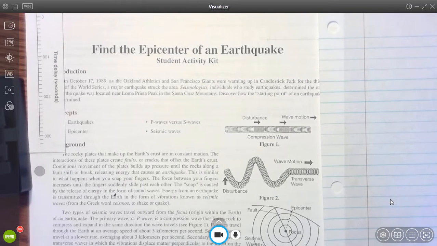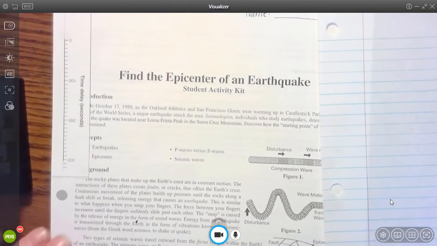Good morning. What we're going to work on today is the epicenter of an earthquake lab activity. And I know you guys probably don't have everything you need for this activity at home, so just follow along with me and fill in the things that you can fill in. When we get to the part where we're drawing circles, just sketch them in as best you can.